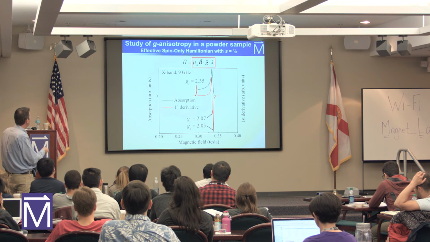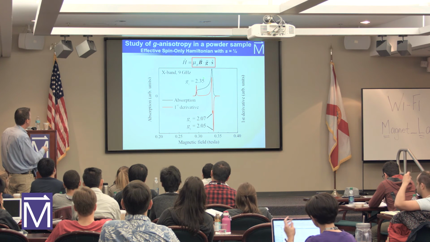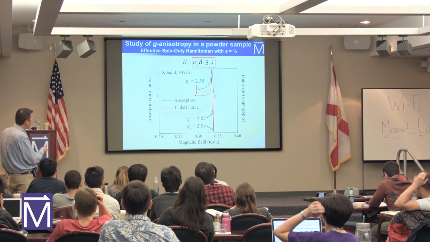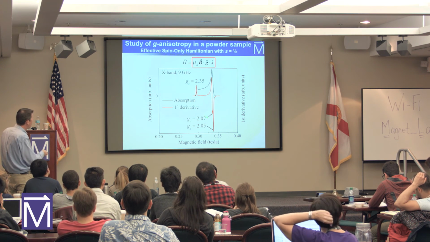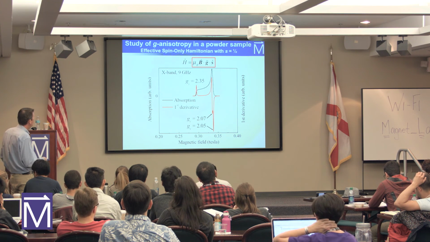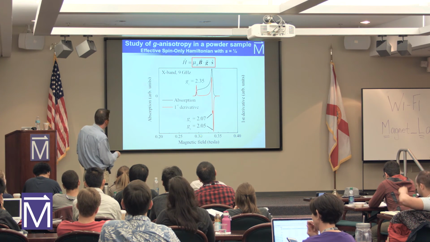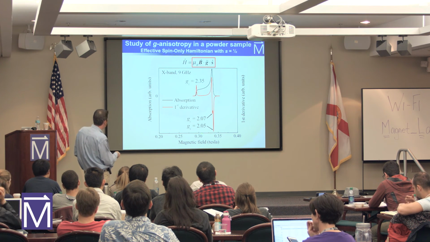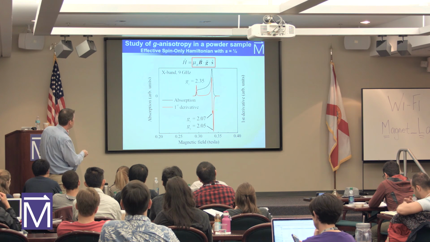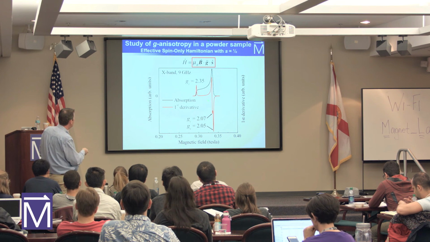So this is an example of an axial system where you've got one G factor that's very well split off from the other 2, but a very small difference between the 2 G factors here. This experiment is done at 9 gigahertz, so a very, very small magnetic field of about 0.33 Tesla or so. It's very hard to see the difference between these 2 components.